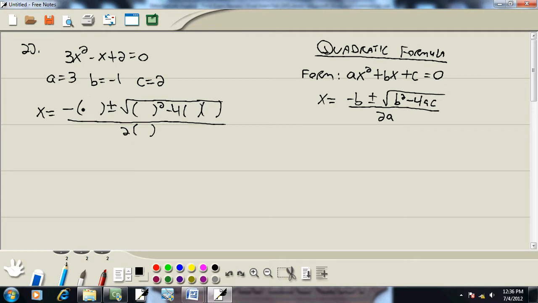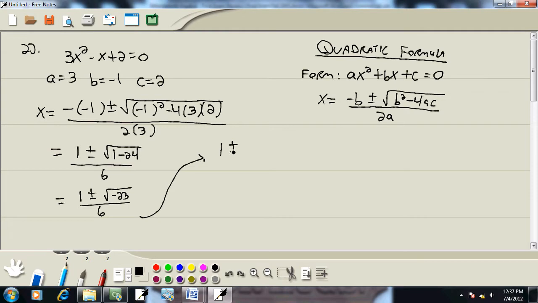Now where our b is, we'll put in negative 1. Where our a was, we'll put in 3. And where our c was, we'll put in 2. Well, negative negative gives me a positive 1, plus or minus. 1 squared, or negative 1 squared, gives me a positive 1. Minus 4 times 3 is 12, times 2 is 24. All over 6. Which gives us 1 plus or minus the square root of negative 23 over 6.